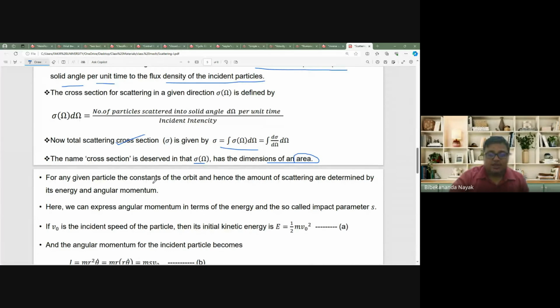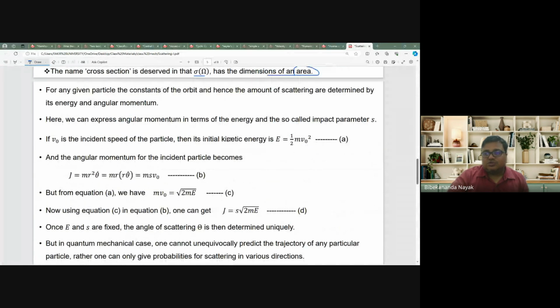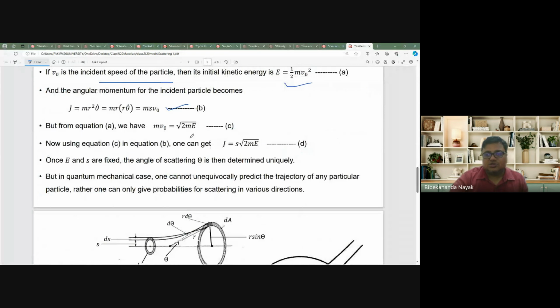For any given particle, the constants of the orbit, and hence the amount of scattering, are determined by its energy and angular momentum. Here we can express angular momentum in terms of energy and the so-called impact parameter. If v0 is the incident speed of the particle, then the kinetic energy is half m v0 square, and the angular momentum is m v0 s. But we have m v0 equal to root over 2mE. So from equation B, we get J equal to s into root over 2mE.